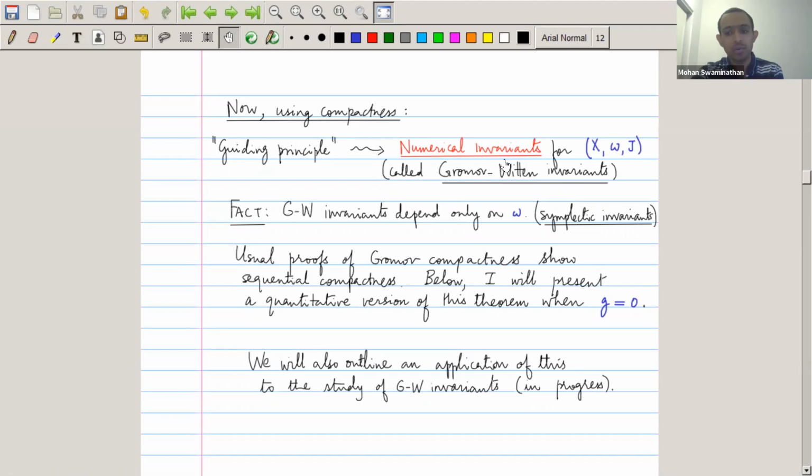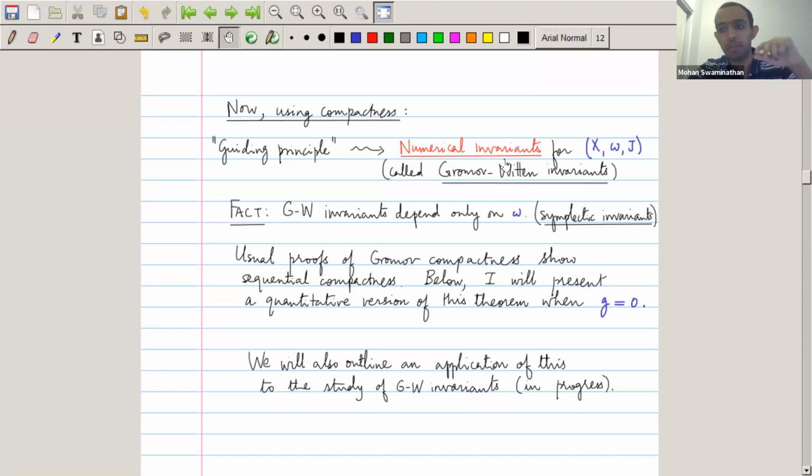Okay. Thanks. So now the usual proofs of Gromov compactness show sequential compactness. That is, we take some sequence of curves and then we try to find a convergent subsequence. As usual, whenever you have a sequence of maps and you're trying to find a convergent subsequence, the idea is to try and use the Arzelà-Ascoli theorem. So try to see if the gradient of these maps is uniformly bounded, and if so, then try to extract a subsequence.